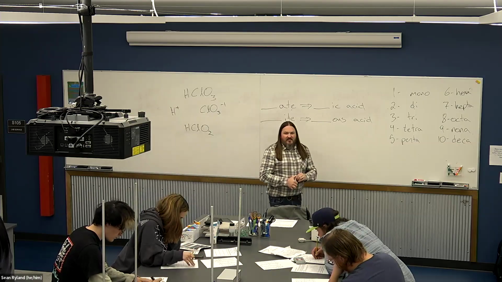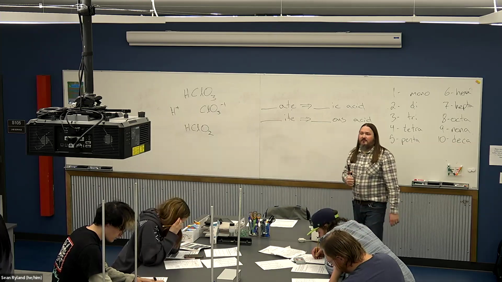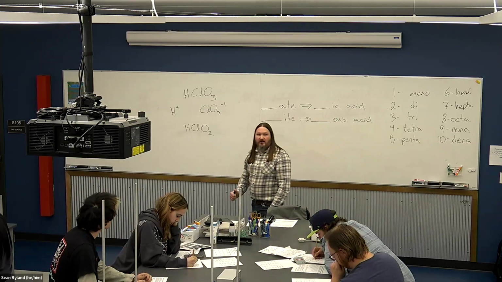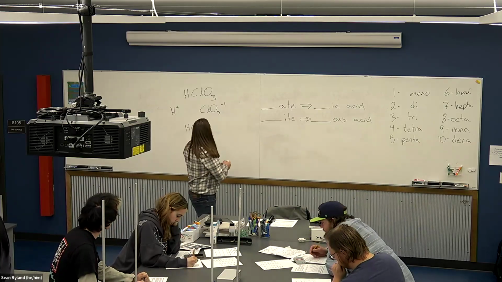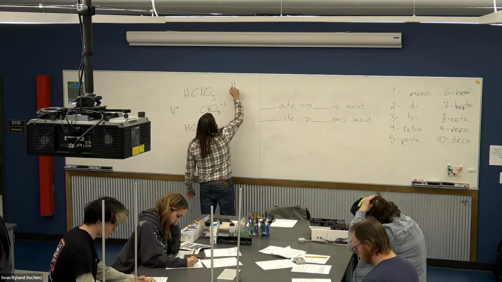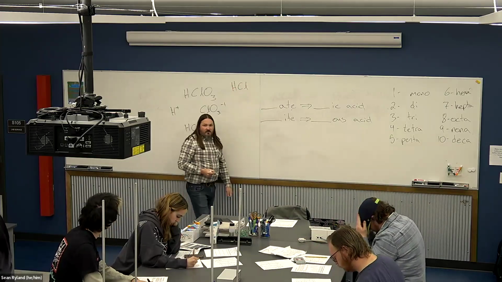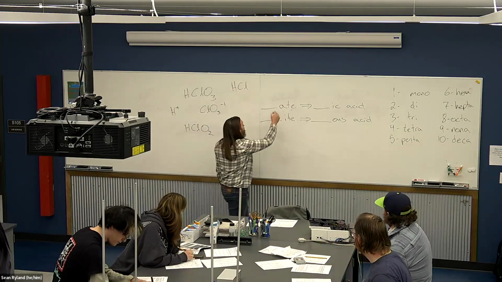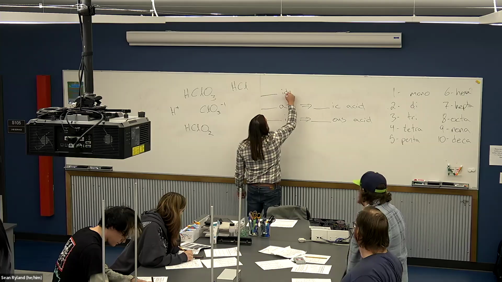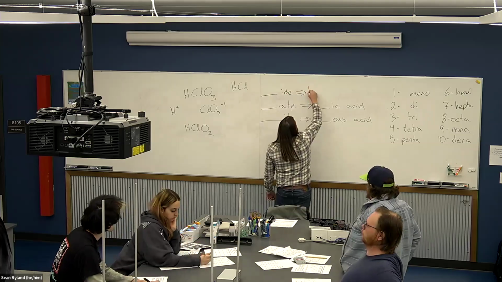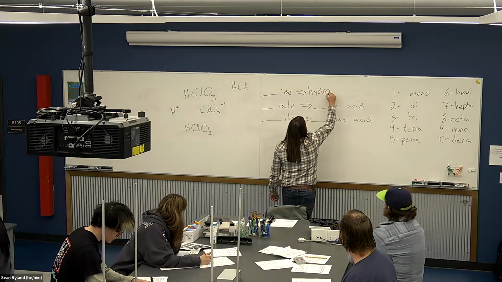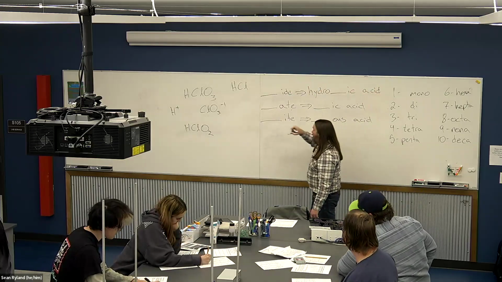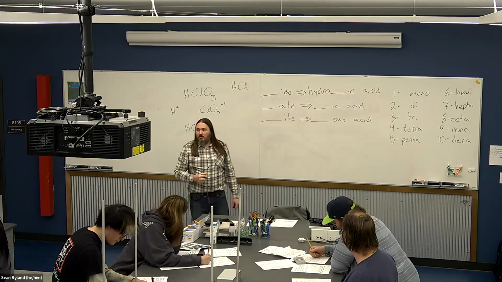What's the other suffix that we have on these negative ions? Ide. Those are the ones straight off the periodic table, like chlorine becomes chloride. It's HCl, that's hydrogen chloride. We drop the ide and we say hydro-ic acid. So hydrogen chloride becomes hydrochloric acid.